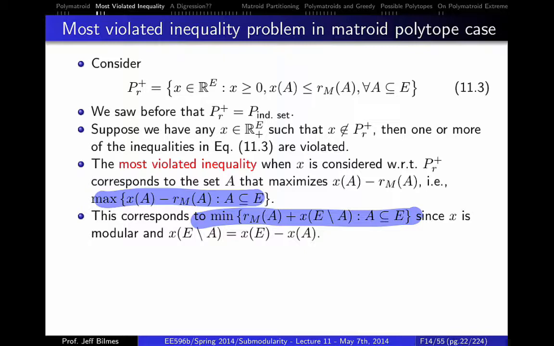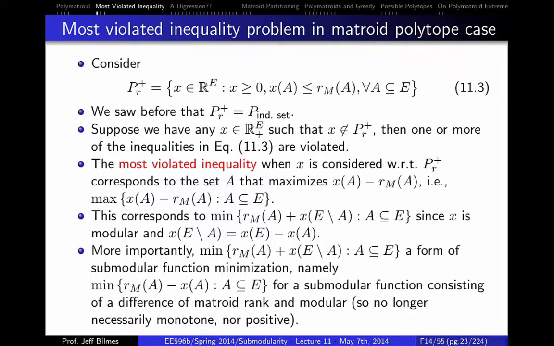And that, again, comes back from the modularity. And so the most violated inequality problem is obtained by this minimization, which, as we said, is really just a special case. In the matroid case, it's a special case. In the polymatroid case, if it wasn't a matroid rank function but a polymatroid function, it would be a general purpose submodular function minimization problem.